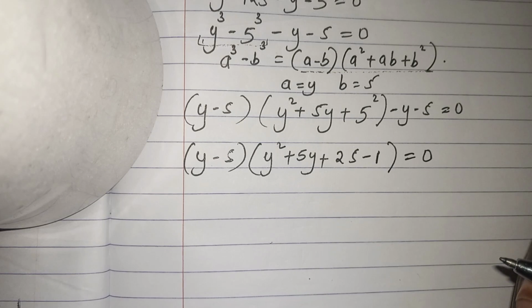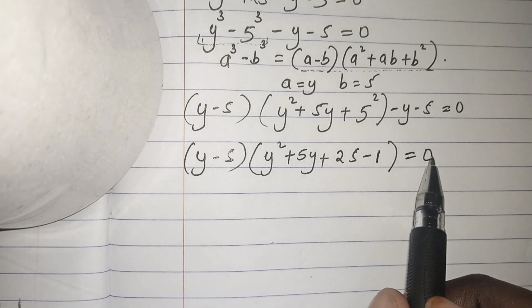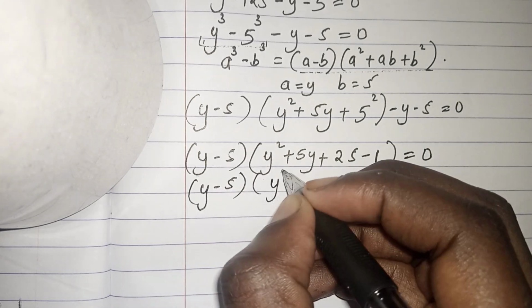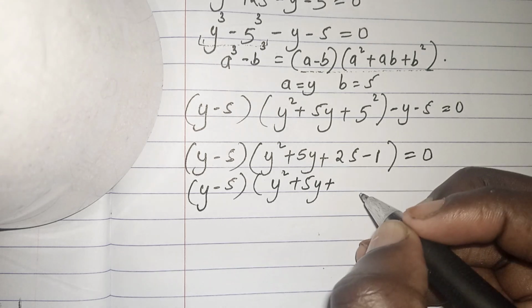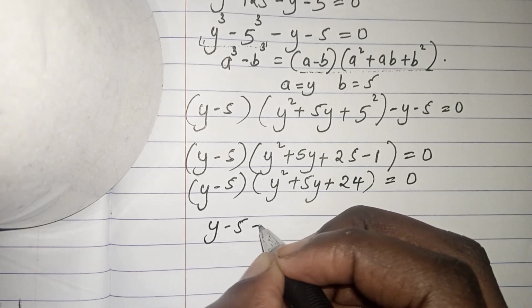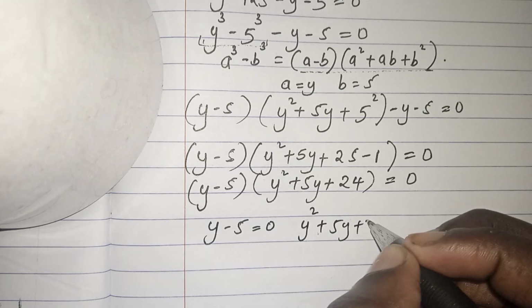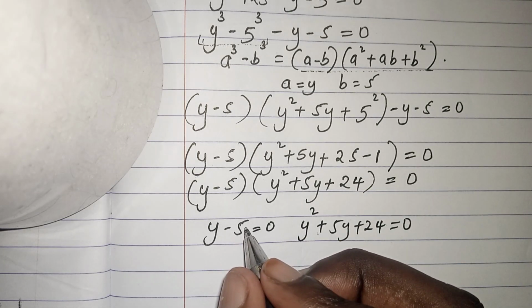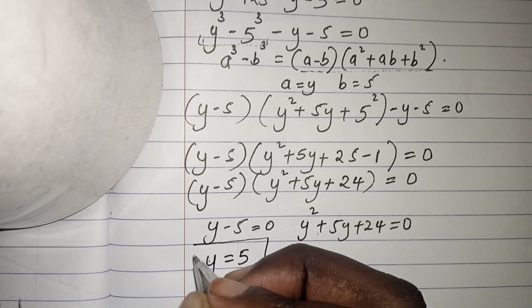Okay, our next step here, we shall have two solutions. We are going to express this and equate it with 0, this and 0. So y minus 5 bracket y squared plus 5y plus 25 minus 1, this gives us 24 is equals to 0. So y minus 5 is equals to 0. Y squared plus 5y plus 24 is equals to 0. So for this case, we are going to take negative 5 to the other side. So y is equals to 5. So this is the first value of y.